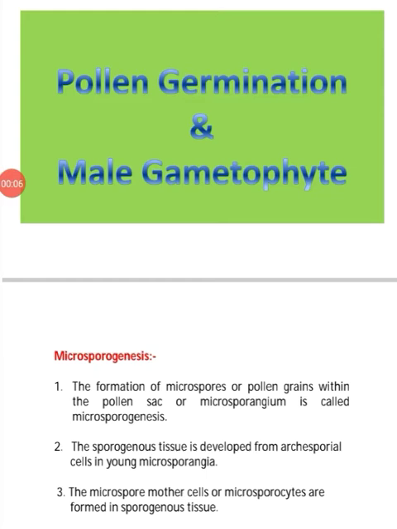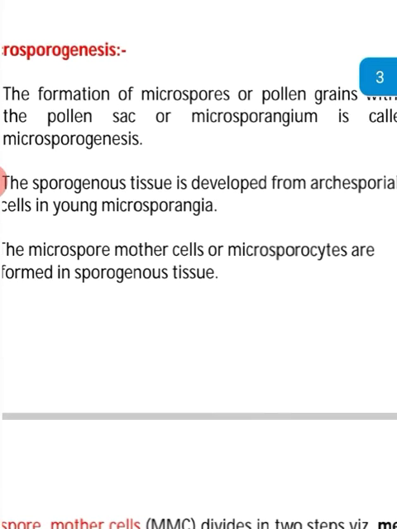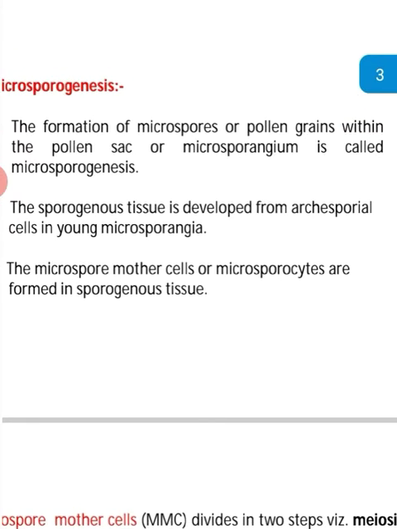Pollen germination and male gametophyte. Microsporogenesis. The formation of microspores or pollen grains within the pollen sac or a microsporangium is called microsporogenesis.